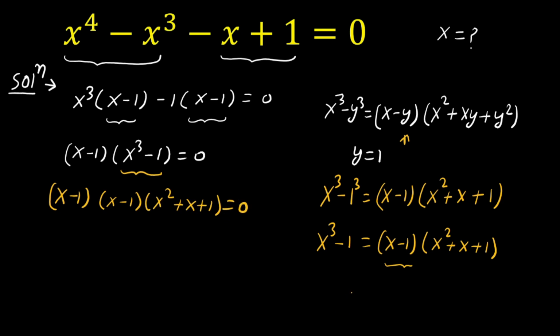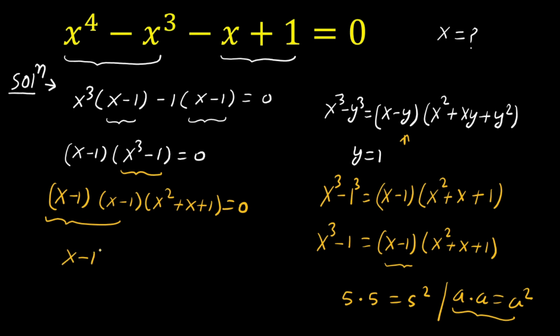We know that 5 times 5 is 5 square, and a times a is a square. If we apply this rule here, (x - 1) times (x - 1) is (x - 1) whole square, and here x^2 + x + 1 is equal to 0. So (x - 1) whole square multiplied by (x^2 + x + 1) is equal to 0.